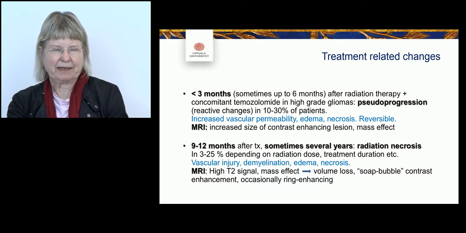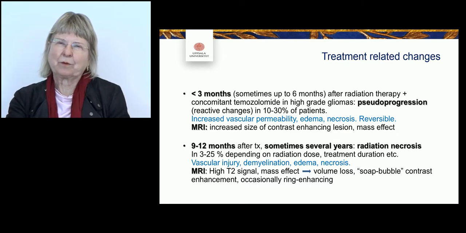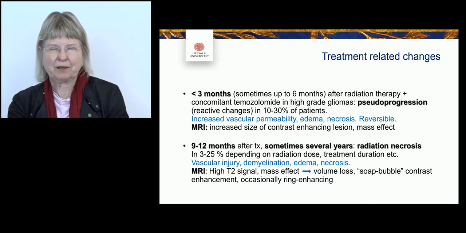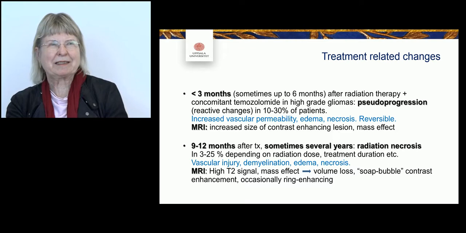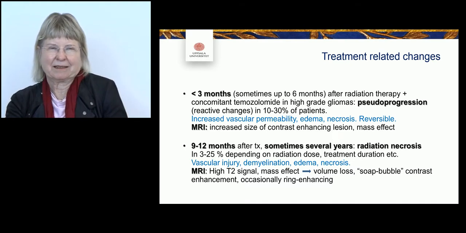And on MRI we see high T2 signal intensity, initially some mass effect followed by volume loss. The contrast enhancement is usually a bit different from the one we see in tumor recurrence, but not at all always, but we have often a soap bubble-like appearance or sometimes a Swiss cheese appearance of the enhancement. Occasionally it can be ring enhancing, and in many cases it looks just like tumor recurrence.